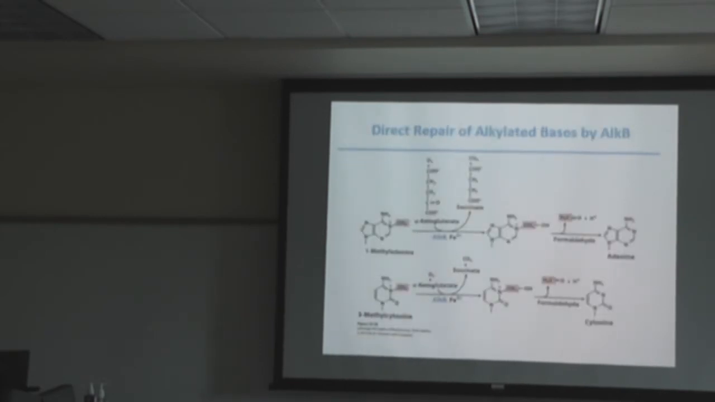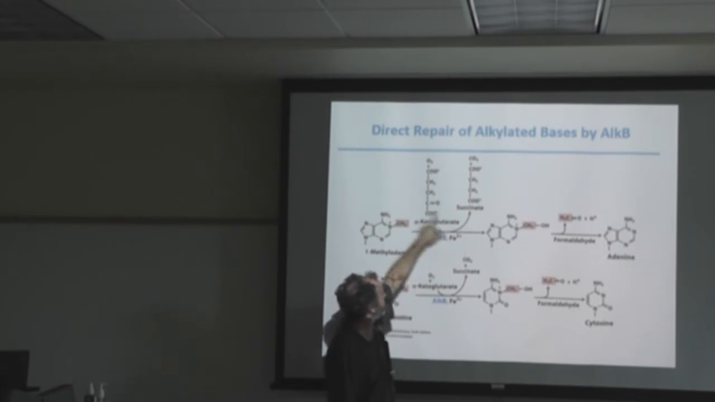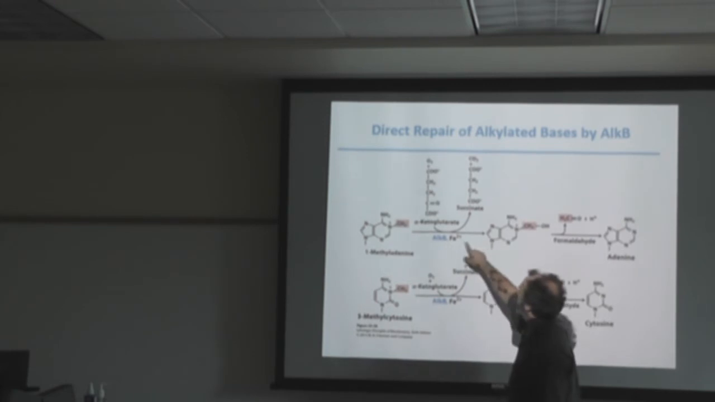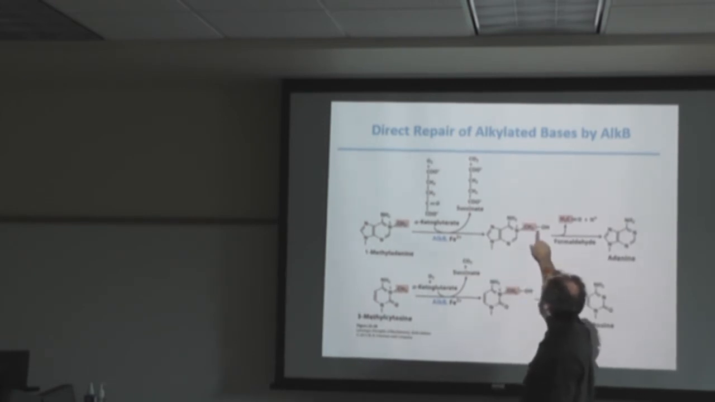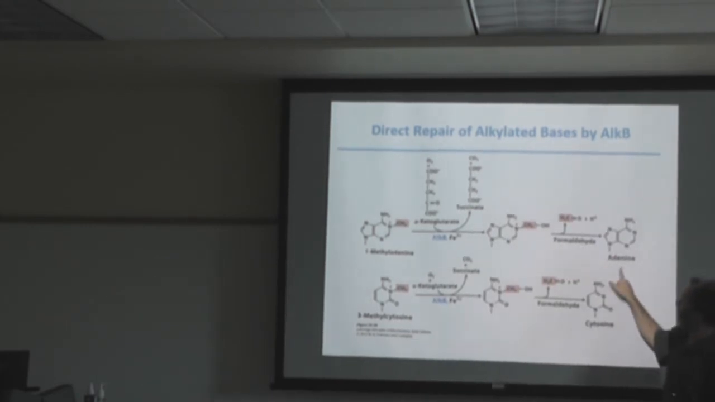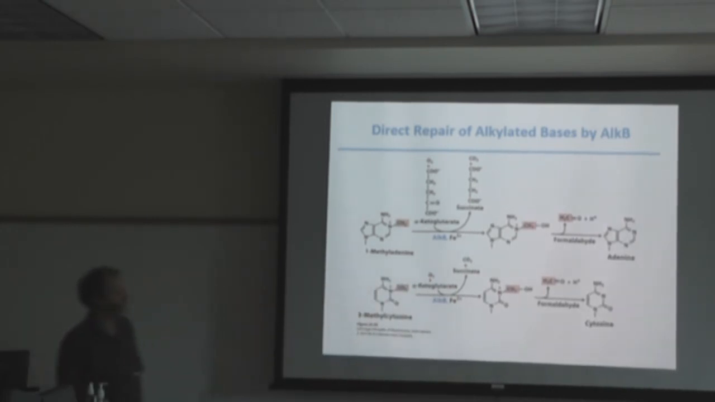And you can have direct repair of alkylated bases by AlkB. AlkB comes in with iron and alpha-ketoglutarate, transfers that methyl group, and makes succinate with carbon dioxide, using oxygen in the process. Basically, what it does is hydroxylate the methyl group, and then this can be removed as formaldehyde and you've regenerated the adenine. A similar process occurs with 3-methylcytosine also.